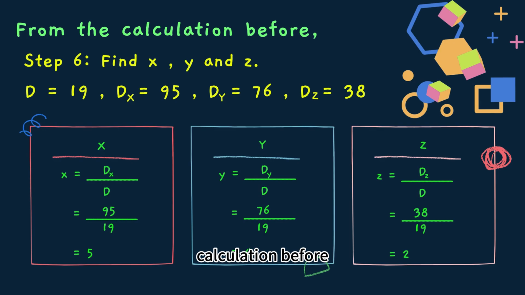From the calculation before, we know that D is equal to 19, Dx is equal to 95, Dy is equal to 76, and Dz is equal to 38. According to Cramer's rule, x can be calculated by Dx divided by D, and we get 5. For variable y, we get 4, and for variable z, we get 2.